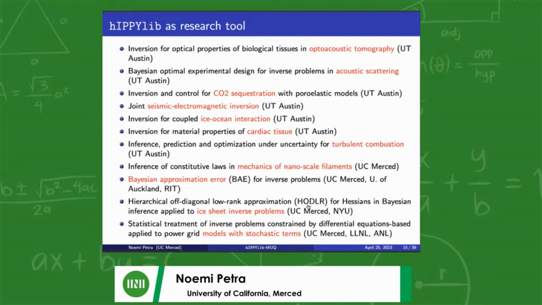I'm also interested to approximate the Hessian for various reasons: for preconditioning the Newton system, for constructing better proposals for MCMC via this hierarchical off-diagonal low-rank approximation in the context of ice-sheet problems, and so on.